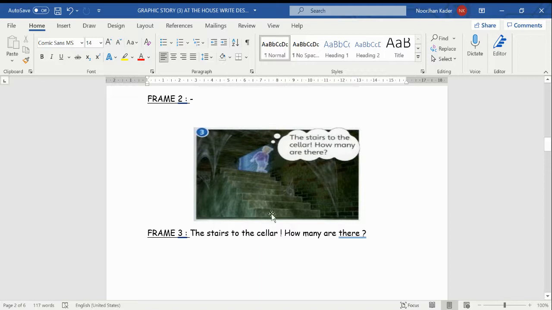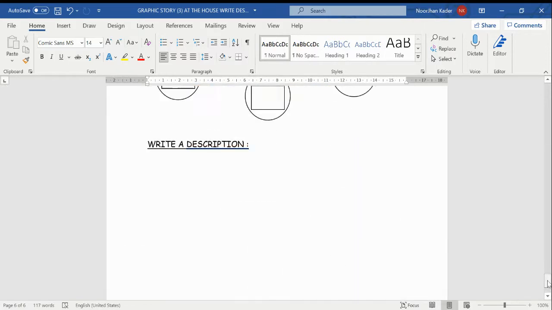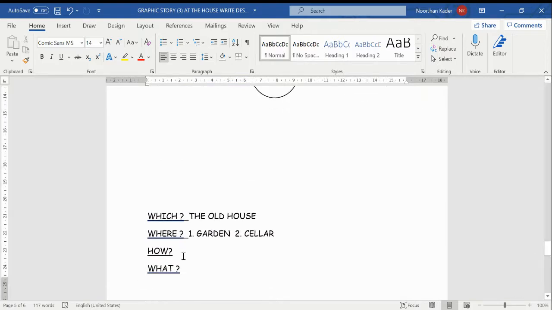So when she goes into the house and finds the stairs to the cellar, that means stairs is actually answering the question of what. Stairs. How many stairs? Stairs to the cellar, how many are there? How many are there, later on we have to find out. So we understand the question for what, you can actually answer.